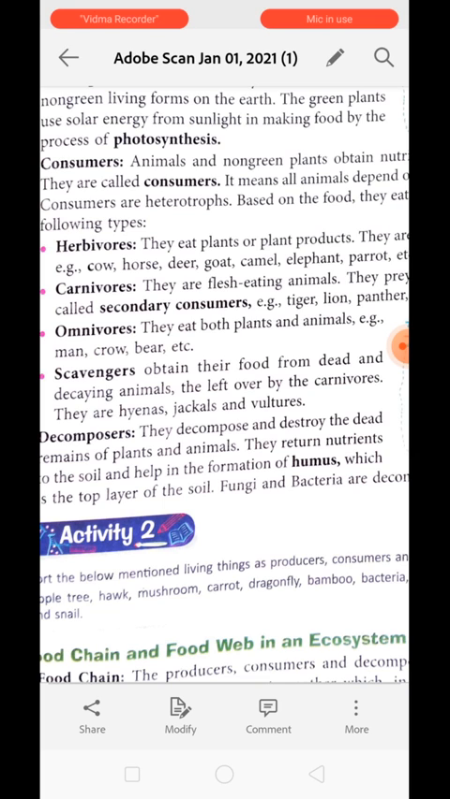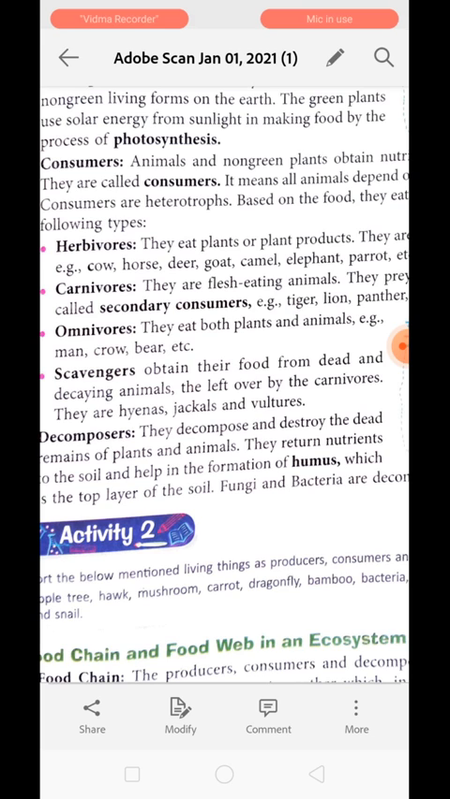Next is omnivores. Omnivores are a little bit different from herbivores and carnivores. Why? Because they can obtain food from both plants as well as animals. Omnivores can feed on plants, on herbivores and on carnivores. It means they can eat whatever they get. Examples of this group are man, crow, bear, etc. Next is scavenger. Scavengers are basically flesh eating animals, but they eat the flesh of dead and decaying animals. The leftovers of the carnivores can be fed on by scavengers. They are hyena, jackals, vulture, etc.